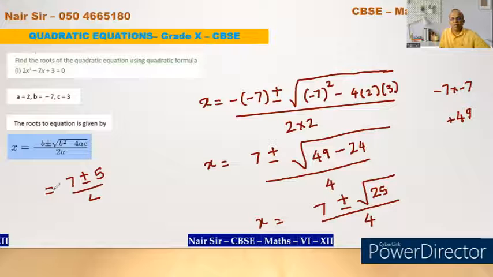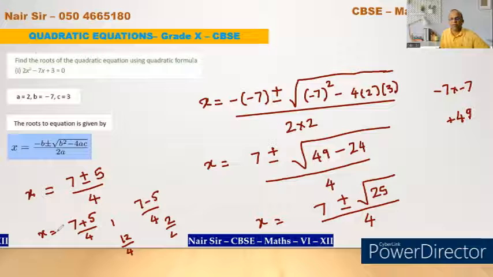Now, what I need to do is write this as X is equal to 7 plus 5 upon 4, and the second as 7 minus 5 upon 4. 7 plus 5 is 12 upon 4. 7 minus 5 is 2 upon 4. 4 ones are 4, 4 threes are 12. This is my first answer. 2 ones are 2, 2 twos are 4. This is my second one. Very easy, am I right?